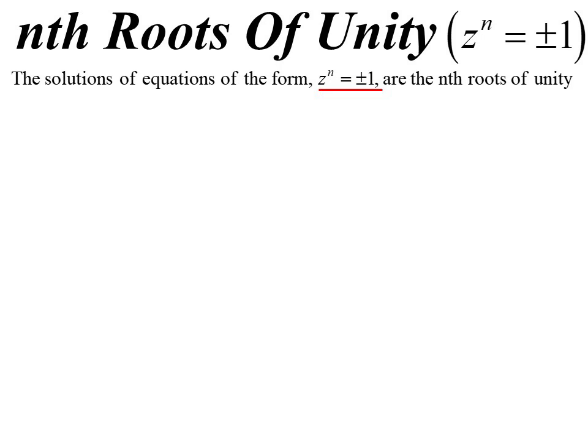So we talked about using de Moivre's theorem to find roots of complex numbers. Now we're looking at some very specific ones, and it's what we call the roots of unity. So solving z to the power of n is equal to either 1 or negative 1. So the modulus is 1, so unity.